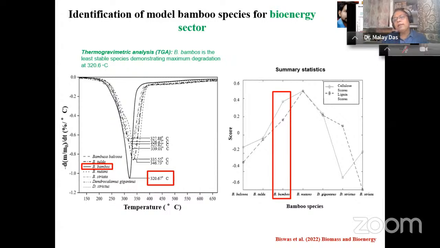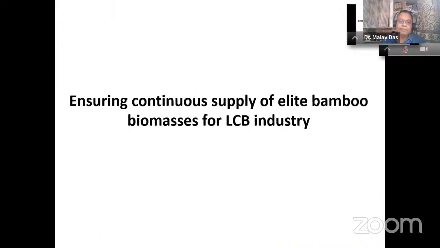So, this study shows that combining typical anatomical analysis, biochemical analysis, chemical analysis, analytical analysis, and integrating them by high throughput statistical analysis can give you a clue to the original scientific question that you had posed initially. In our case, we wanted to know what is the bamboo species which is ideal for the future bioenergy sector.